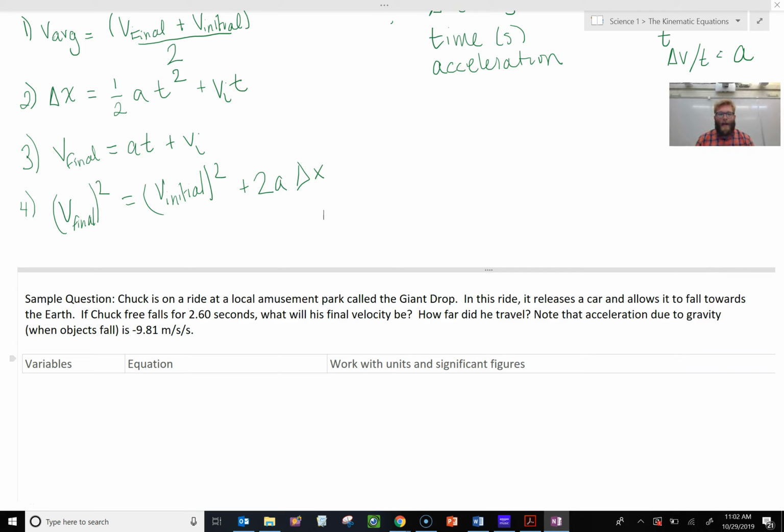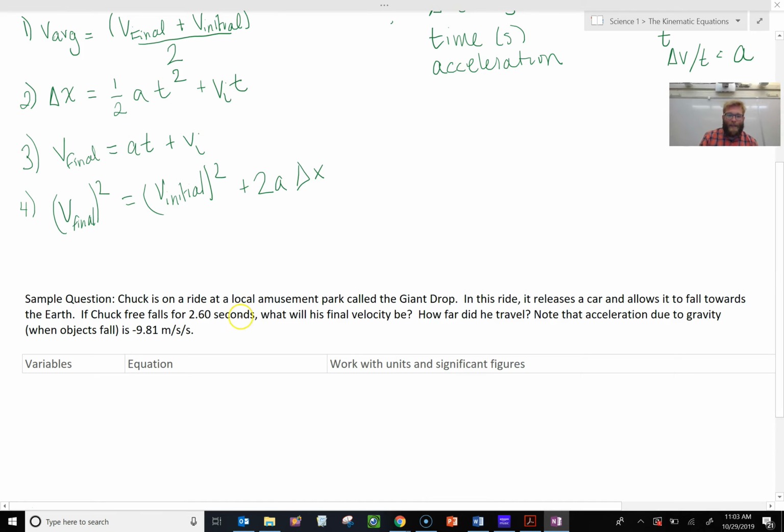So Chuck is on a ride at a local amusement park called the Giant Drop. In this ride, it releases a car and allows it to fall towards the earth, and then hopefully catches it, but it doesn't say in the question. So if Chuck free falls for 2.60 seconds, what will be his final velocity? And then it's also asking how far did he travel in this case? Note that acceleration due to gravity when an object falls is negative 9.81 meters per second per second. So again, meters per second squared is acceleration.